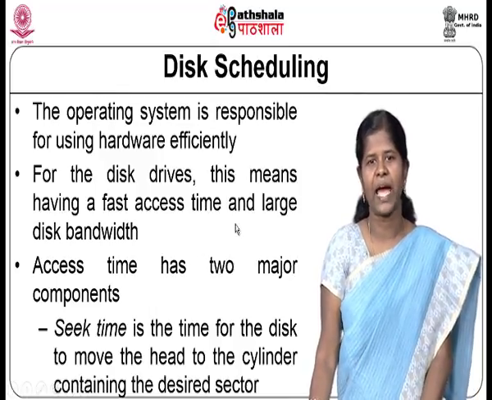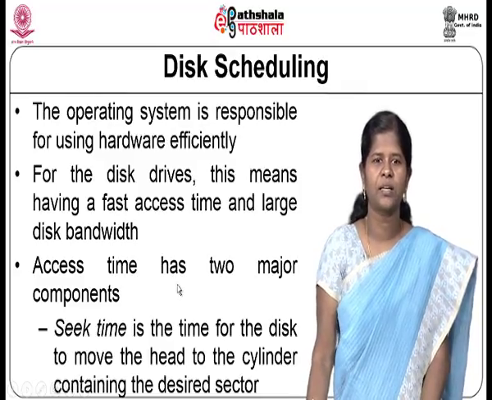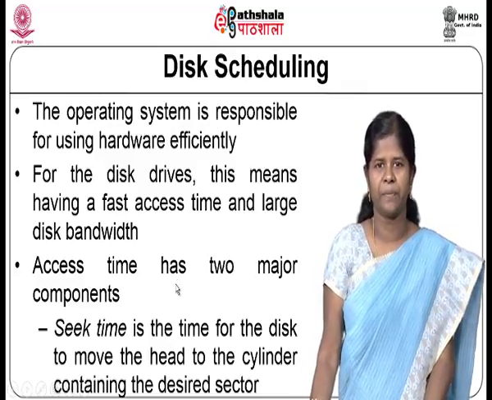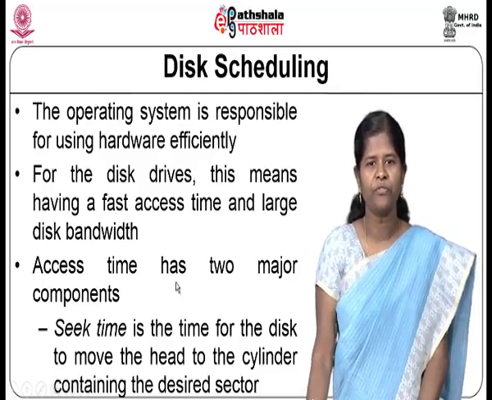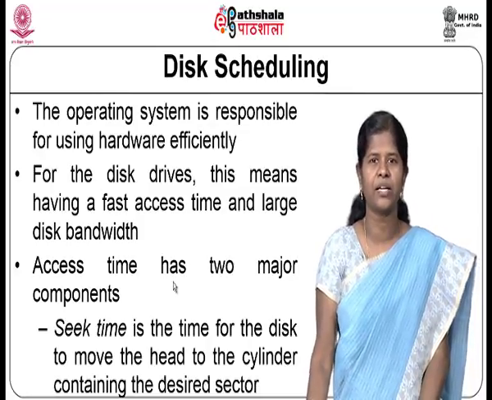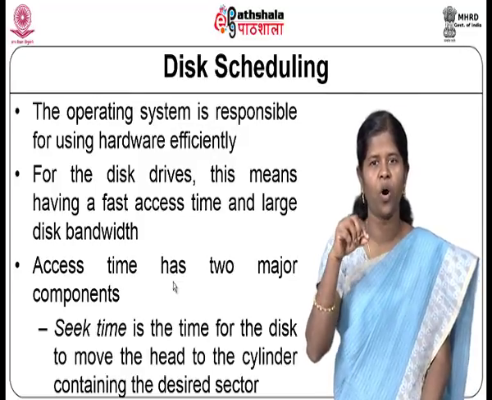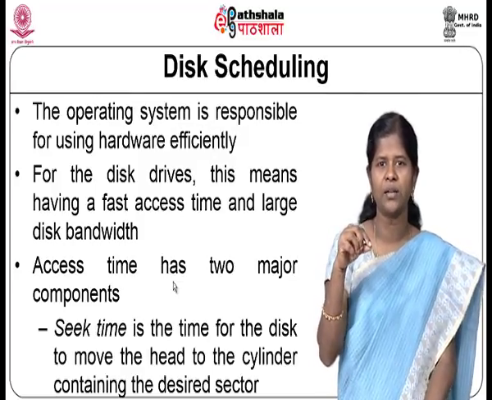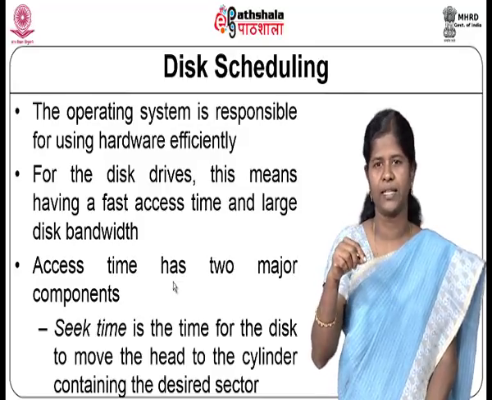The access time from the disk has two major components. One is the seek time. The seek time is the time for the disk to move the head to the cylinder containing the desired sector. The disk comprises a number of cylinders, and the head has to move on top of the appropriate cylinder before you try to read from any of the tracks in that particular cylinder.